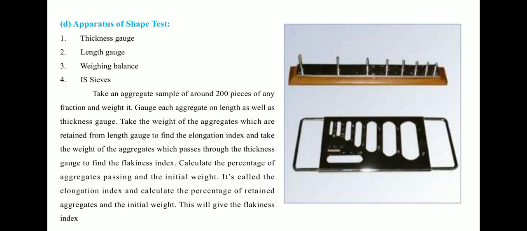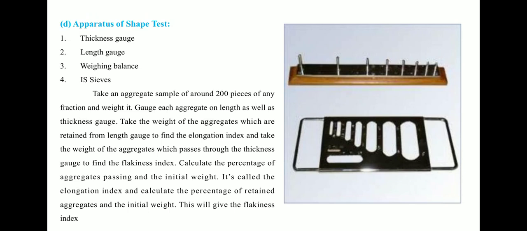Gauge each aggregate on the length gauge as well as the thickness gauge. All the 200 pieces have to be gauged through the length gauge as well as the thickness gauge. Take the weight of aggregates which are retained on the length gauge. In case of length, whatever is retained, you take its weight, and in case of elongation, whatever aggregates pass, that weight you take.